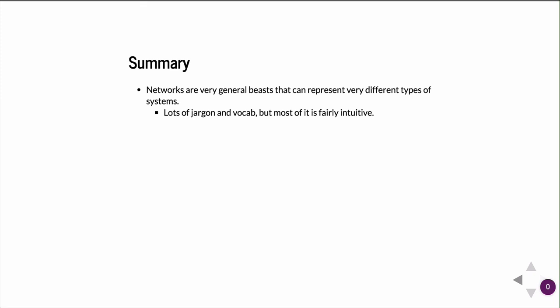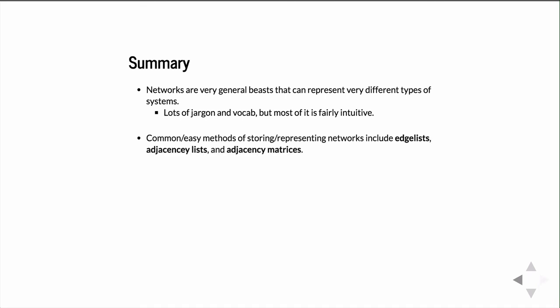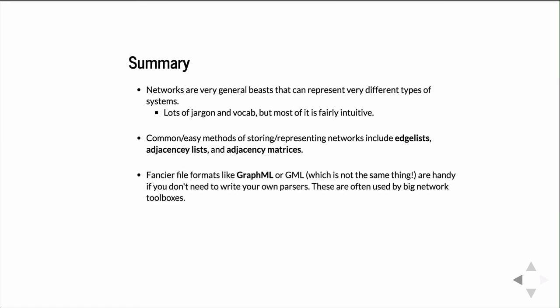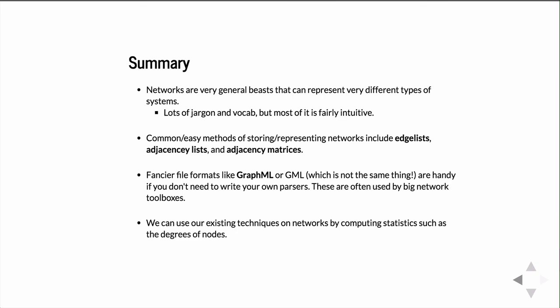In summary, networks are very general. We can represent a lot of different stuff, and there's lots of jargon and vocab, but it should all kind of make sense. You can think about how you would build this up yourself, and it's probably similar to the way it's defined. Some simple ways to represent networks, and these are the mental models that I use, are edge lists, adjacency lists, and adjacency matrix. I think working with adjacency matrix is often helpful. We can also store them in fancier formats, like GraphML. The big network toolboxes, like Gephi, will be able to read and write GraphML as well.